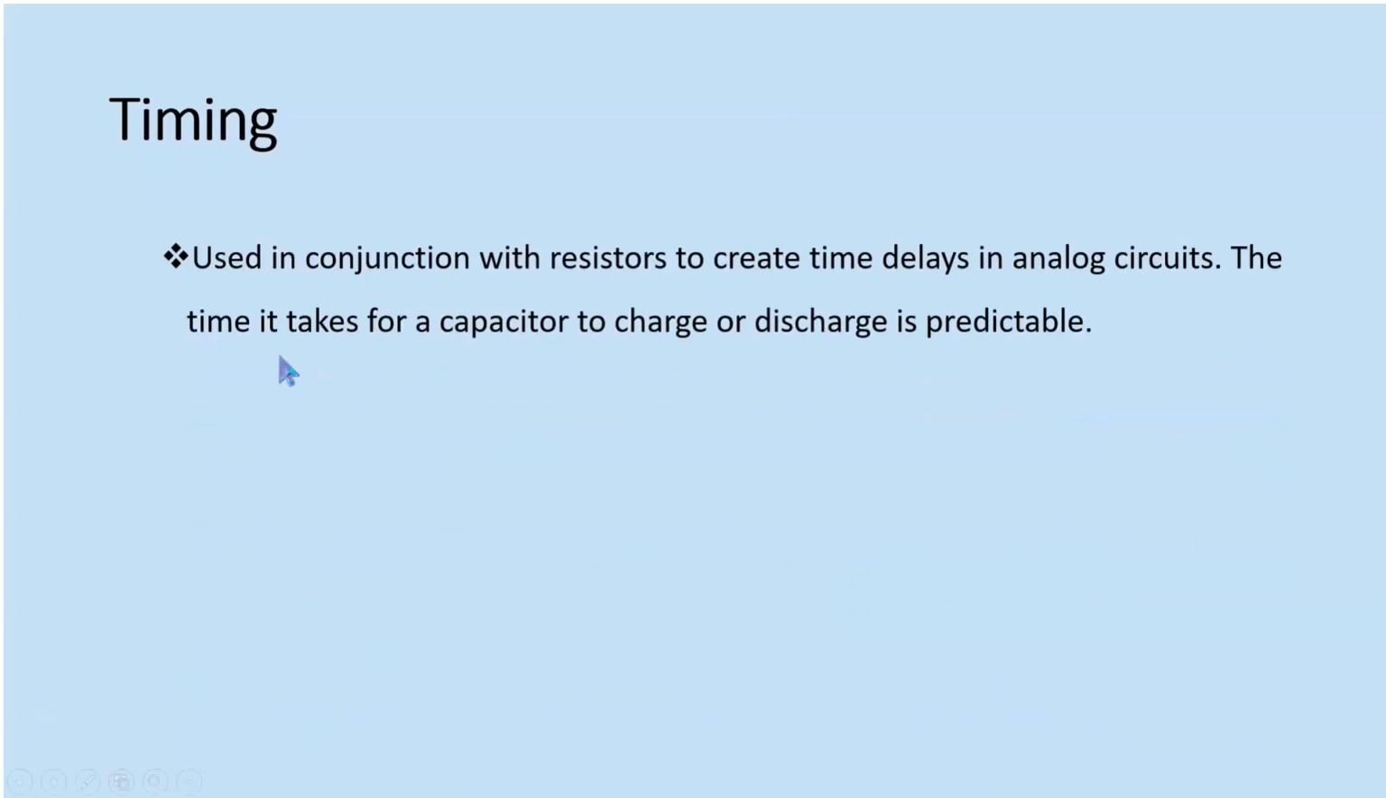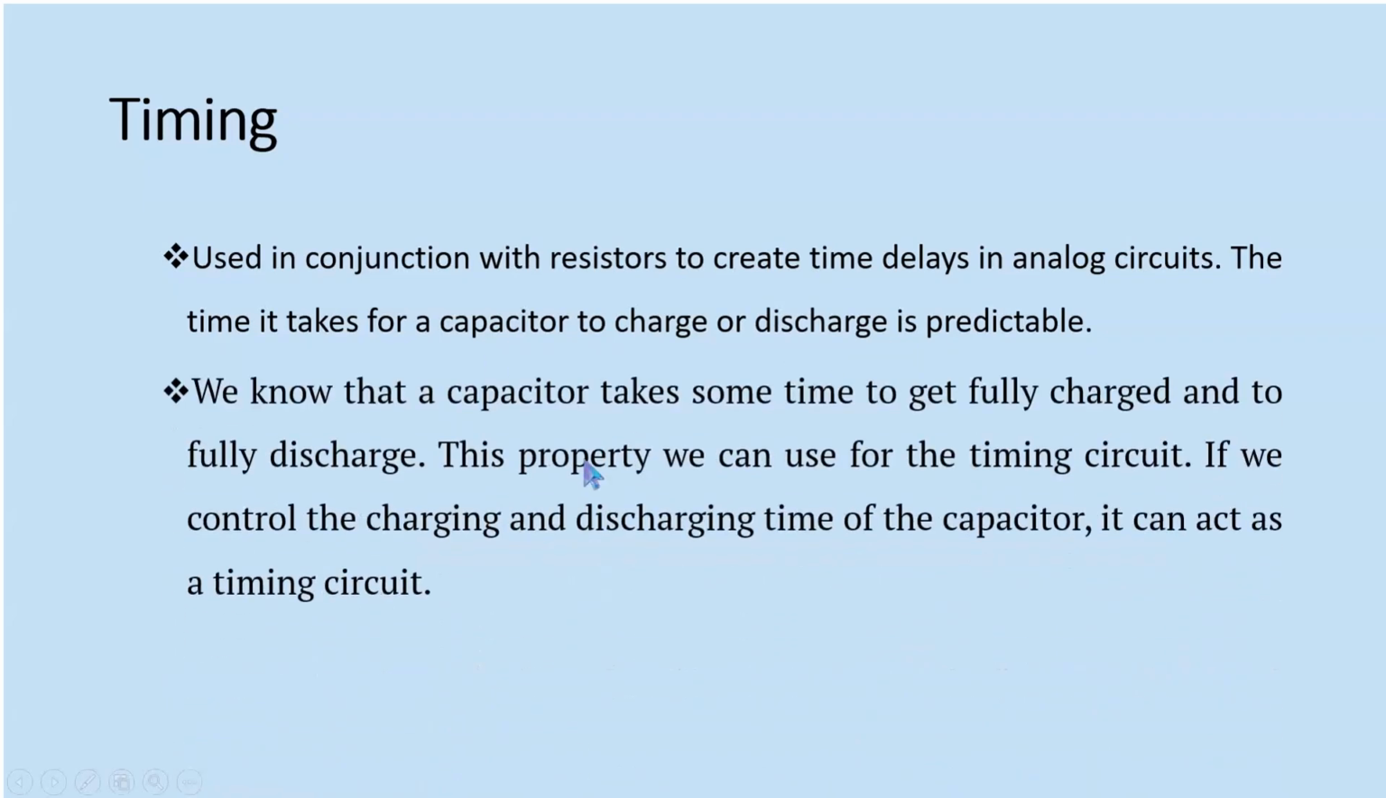Another application is that we use these capacitors in timing. Because capacitors always charge and discharge, the time in which they charge and discharge is predictable using a time constant that is equivalent to the resistance times the capacitance. We know that the capacitor takes some time to get fully charged and to fully discharge. This property can be used for timing circuit design. If we control the charging and discharging time of the capacitor, it can act as a timing circuit.